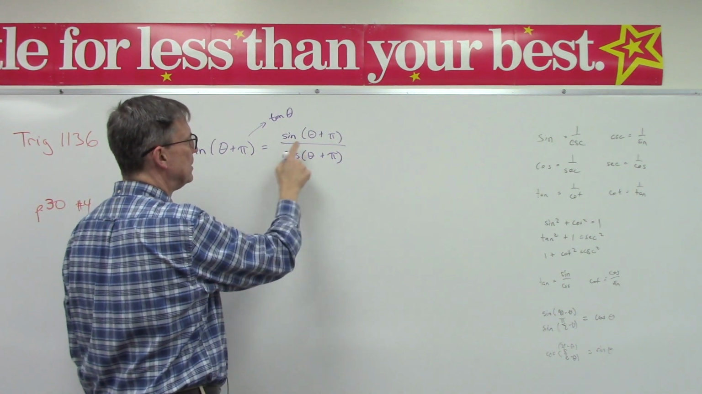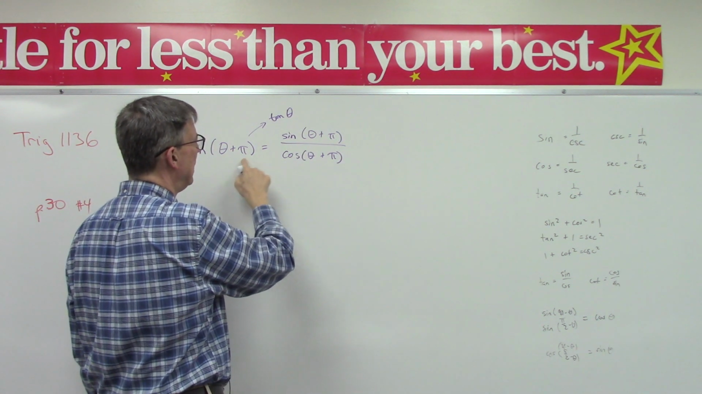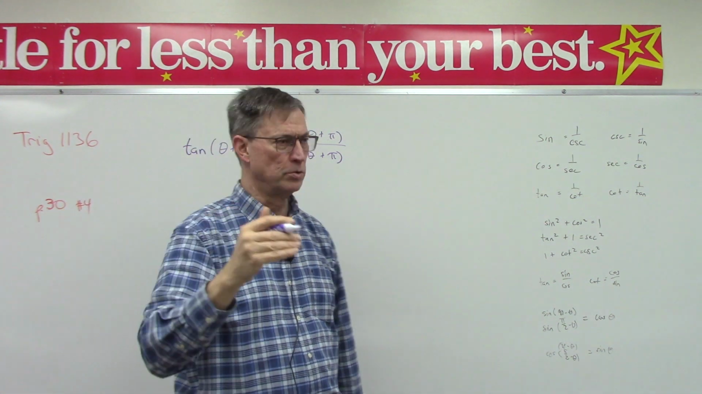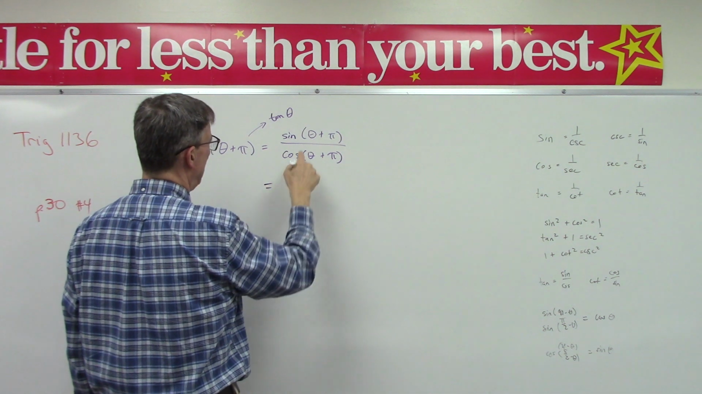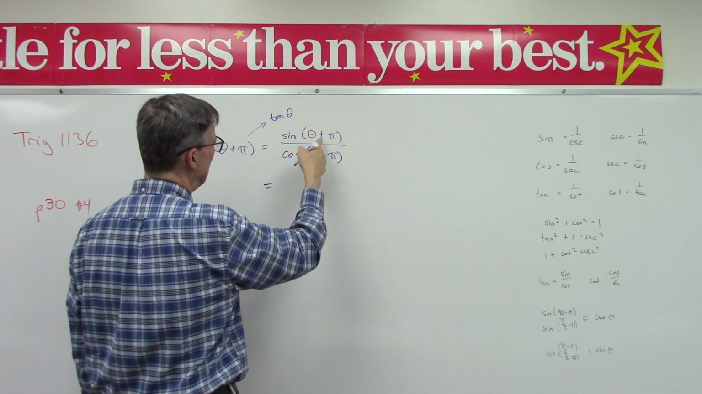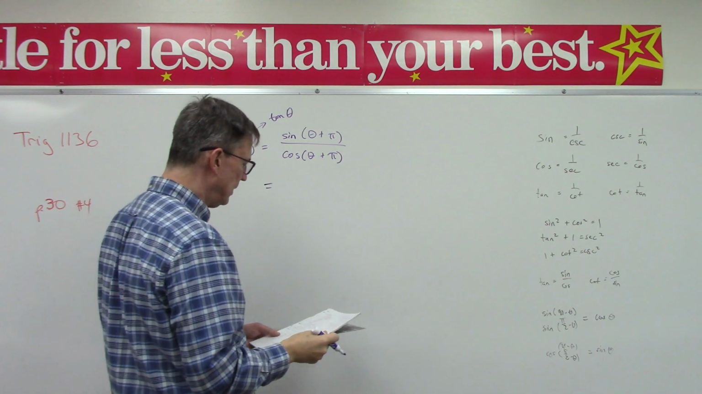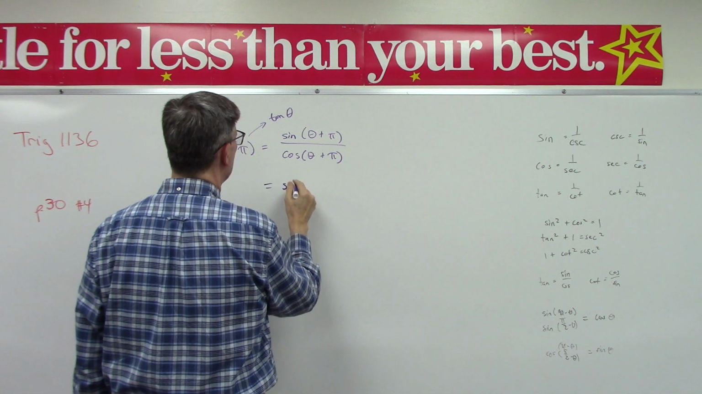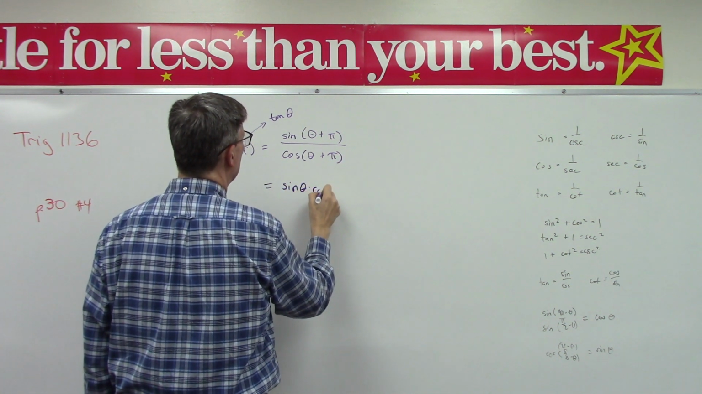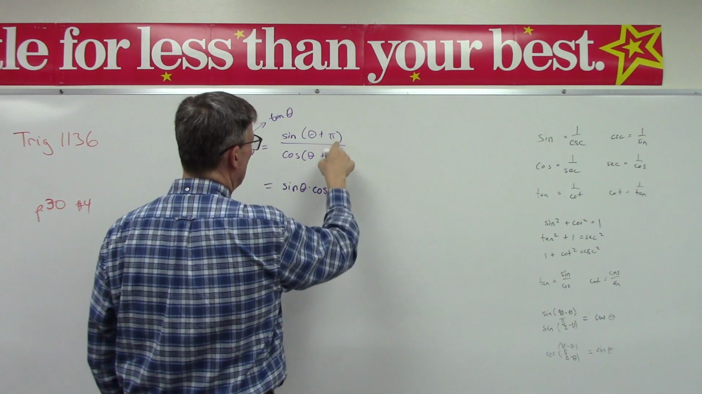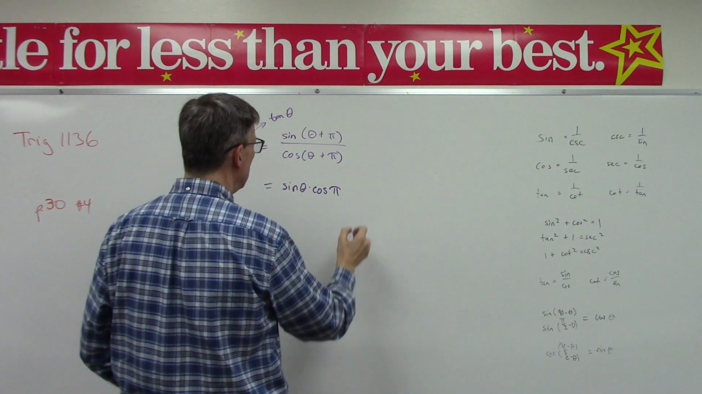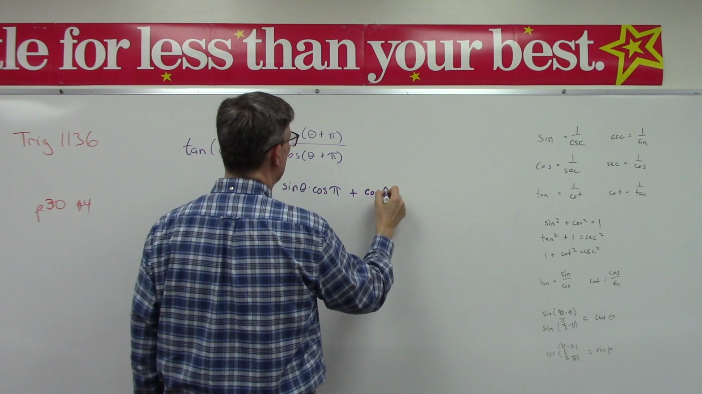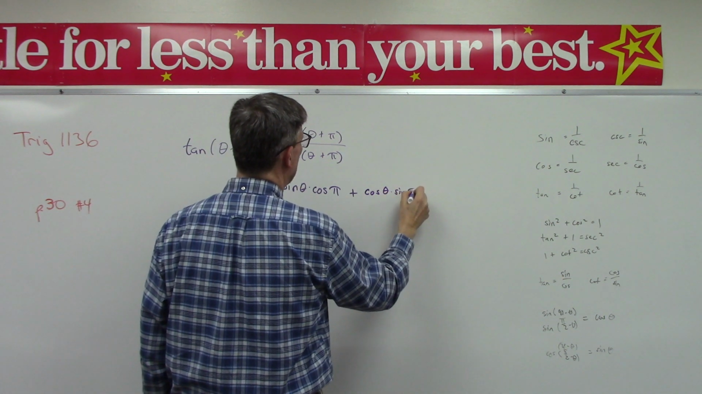The argument is the same, so we just take the theta plus pi, plug in theta plus pi, theta plus pi. So we keep the same argument, we're just putting sine over cosine. All right, then we saw that we can take the sine of theta plus pi, and we're going to write this now as being the sine of theta times the cosine of pi, plus, and then we do the cosine of theta times the sine of pi.